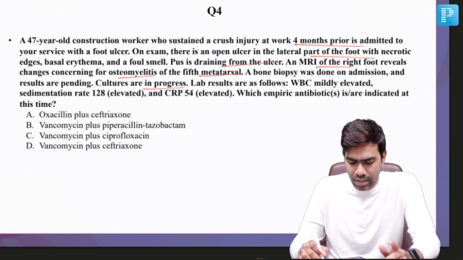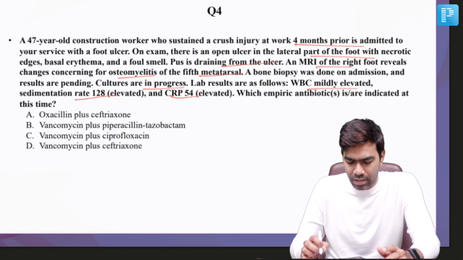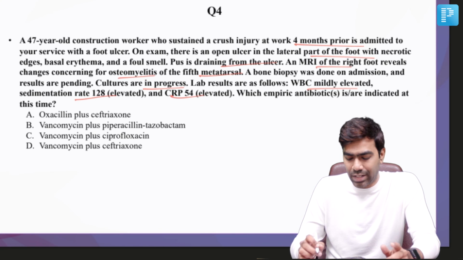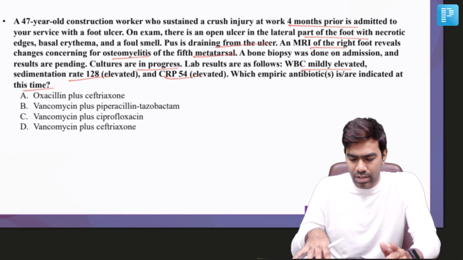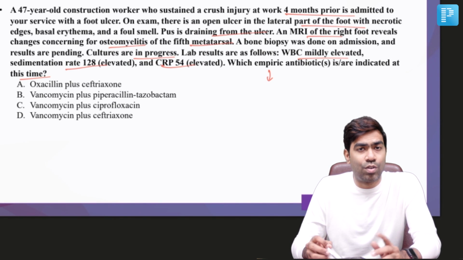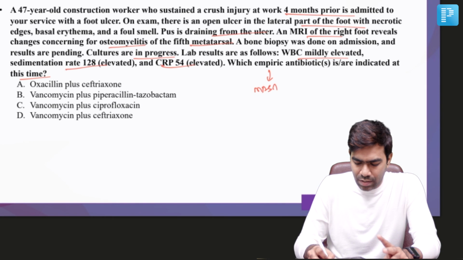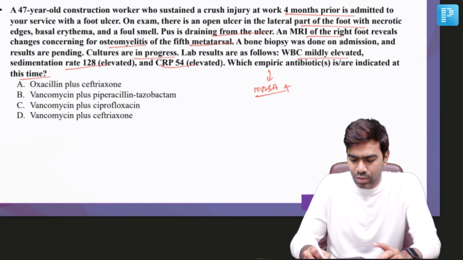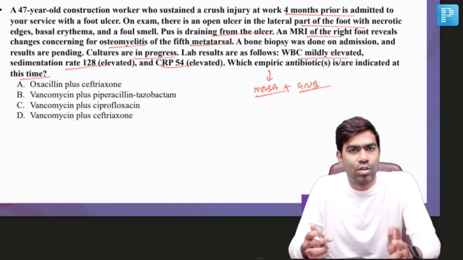Cultures are in progress. Lab results are as follows. WBC is mildly elevated. ESR is around 128 millimeters and CRP is around 54 milligrams per liter. And which empirical antibiotic is indicated at this time? Remember, whenever you have a case of osteomyelitis, you need to give two important coverages. One is MRSA coverage, and of course the second one is going to be gram-negative bacilli coverage, or you can call it gram-negative rods cover.